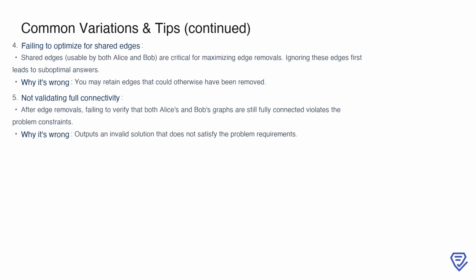Another critical mistake is failing to optimize for shared edges, which are those usable by both Alice and Bob. These edges are pivotal for maximizing the number of removable edges, as they contribute to connectivity for both users simultaneously. If you ignore these edges initially, you risk arriving at a suboptimal solution, retaining edges that could have been removed without consequence. Additionally, it's essential to validate full connectivity after removing edges. This means ensuring that both Alice's and Bob's graphs remain fully connected, as failing to do so violates the problem's constraints. If you skip this validation step, your solution might produce an answer that doesn't actually meet the requirements, even if the code appears to run correctly.